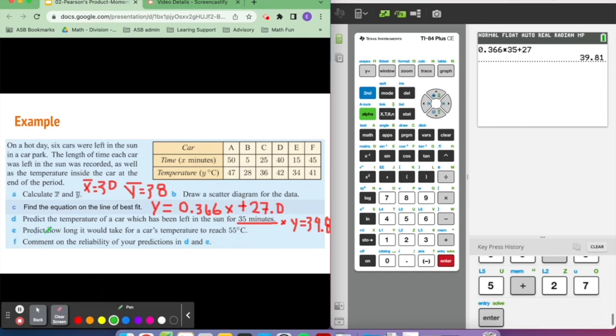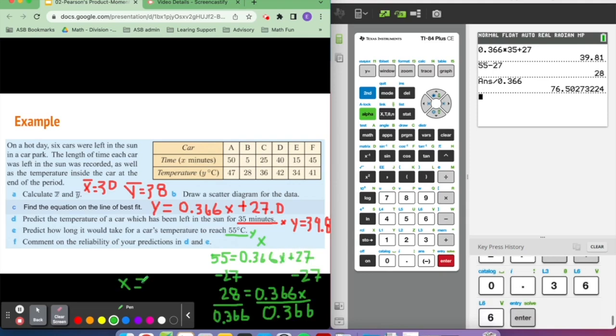Next question. Predict how long it will take for the car temperature to reach 55 degrees. 55 degrees, this is the value for y that we have. So this time we're looking for x. So if we're looking for x, then we need to replace y by 55. And we are going to have 55 is equal to 0.366 times x, and then plus 27. And we're going to get a value for x, which is 76.5.